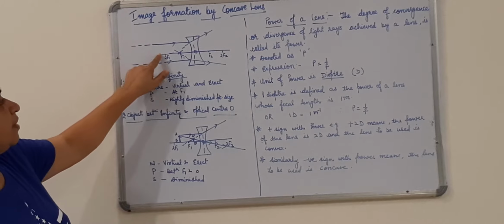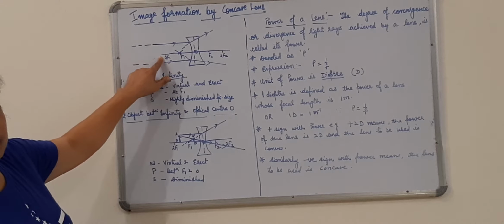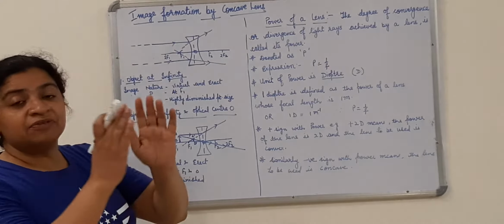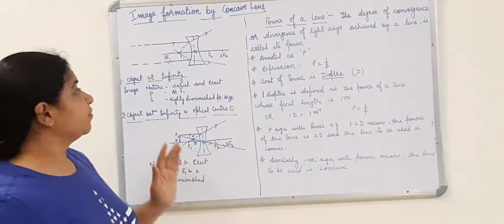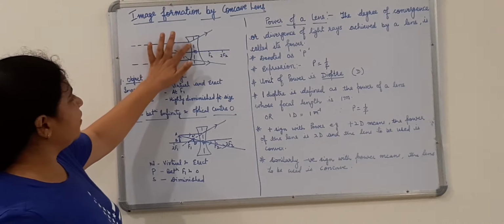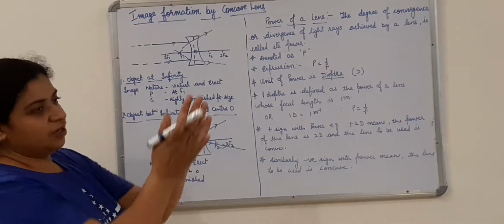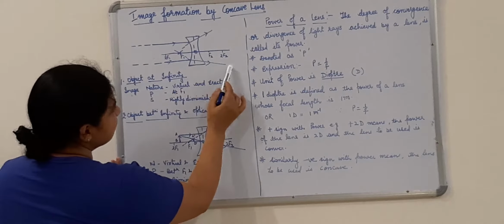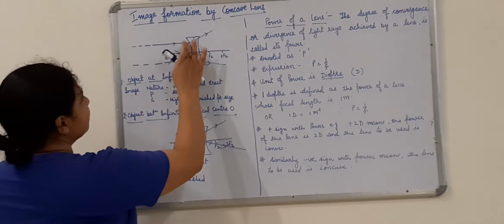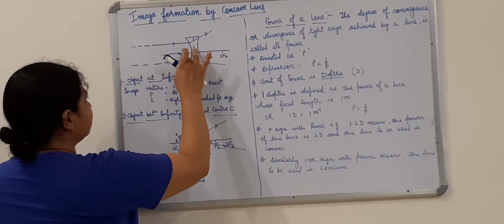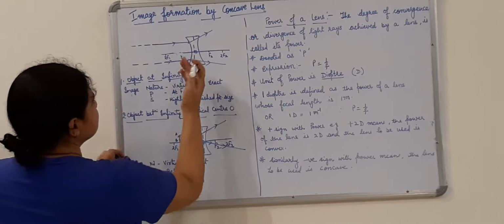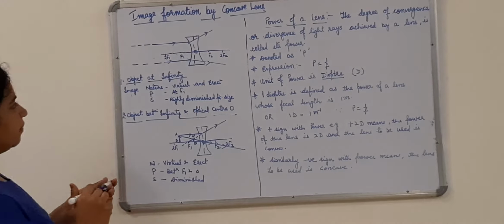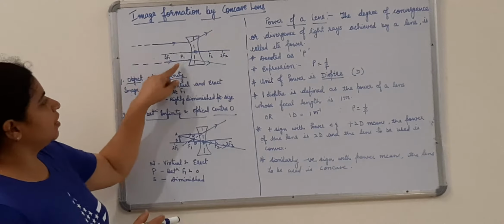When the object is on the principal axis, then we will not draw the dotted line, we will draw a clear line. Now, as it is a diverging lens, the light rays after entering the lens will diverge. Similarly, a second ray of light is also coming, entering the lens and diverging. Now these light rays, let me remove this, okay, then it will be clear. This is how these two light rays are coming and getting diverged.